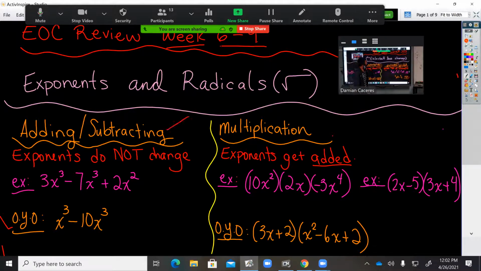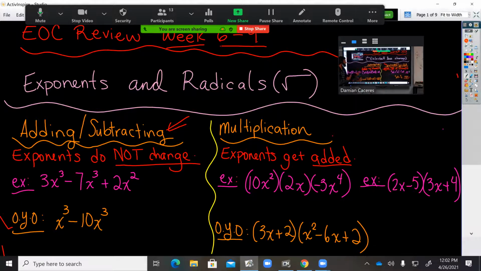So first things first, adding and subtracting. Notice here in red, I write in words what the rule is. Exponents do not change. When you add or subtract, all you're doing is collecting like terms. The exponents do not change.